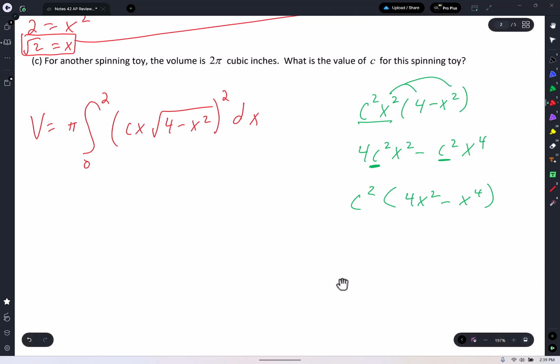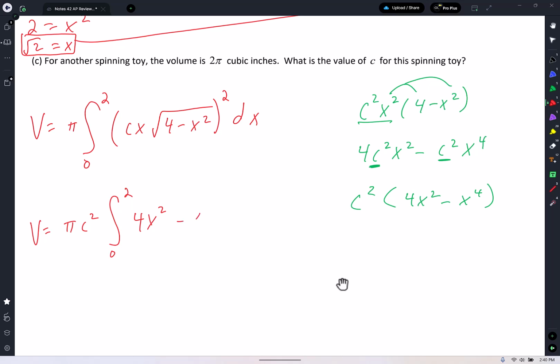I'm plugging it back in, guys. Volume equals pi c squared times the integral from 0 to 2 of 4x squared minus x to the fourth dx. Have I confused anyone? All I did was law of exponents and squared everything that I had. It was a product, and I just squared everything. Cool or not cool? Yeah, it's a constant. It's all being multiplied. All right, here we go.